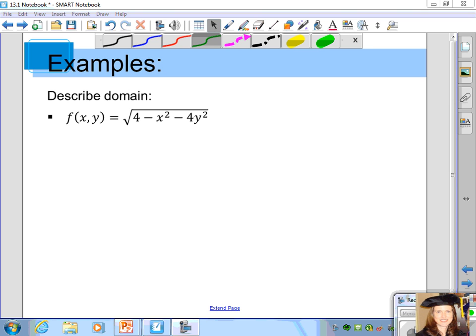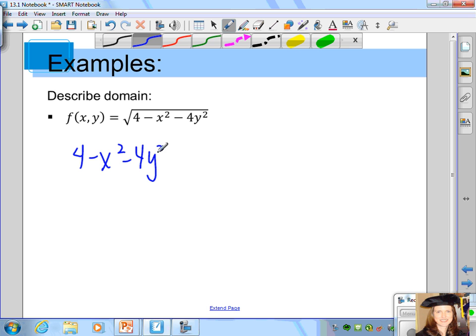So we're going to set up an inequality to say that what's underneath the square root, 4 minus x squared minus 4y squared, must be greater than or equal to 0 in order for you to get a real number out of this function of two variables. We can rearrange this a little bit, and add x squared and 4y squared to both sides to get the inequality: 4 has to be greater than or equal to x squared plus 4y squared.